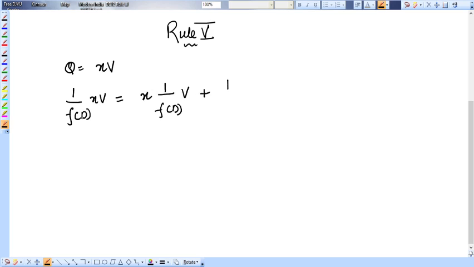operating with the inverse operator of f(D) on V, plus the derivative of 1 over f(D) with respect to D, operating with this operator on V, which is a function of x. So this is rule number 5.